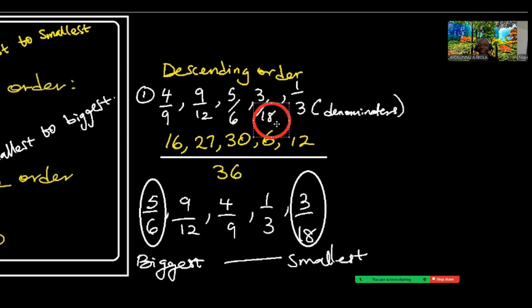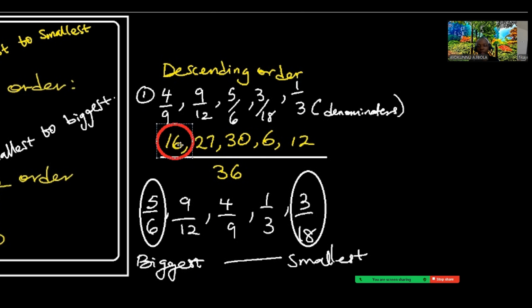No way. We didn't use 18 because we're looking for a number that all the rest will divide, okay? But 9, 6, and 3 will divide 18, while 12 will not divide 18 perfectly well, okay? So we now go for the next multiple of 18, which is 36. Now all of them can divide 36, okay?